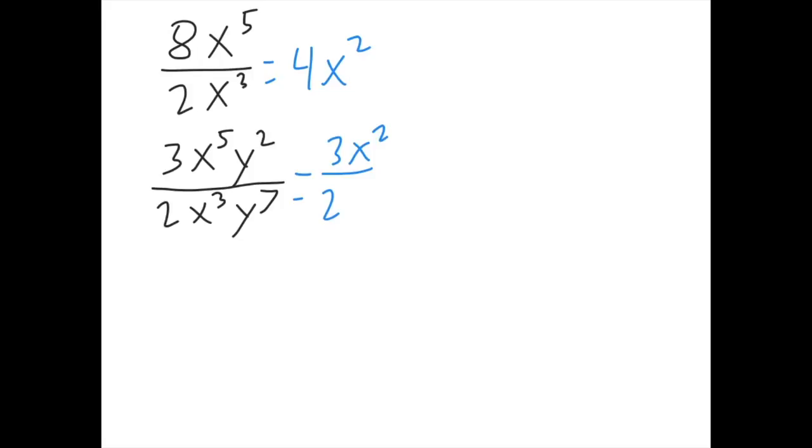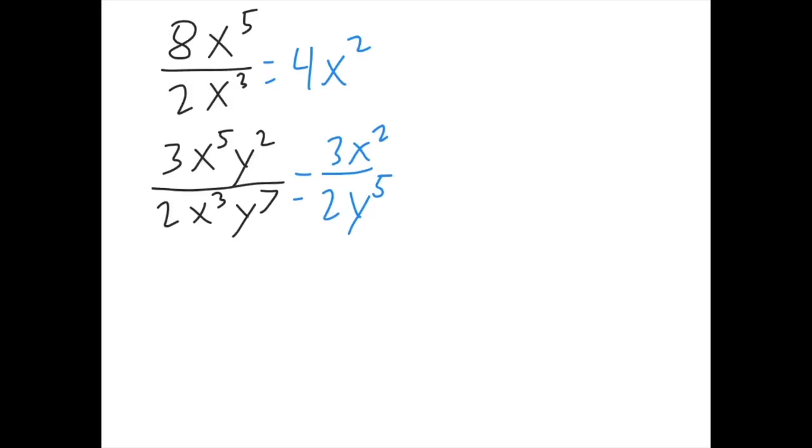Now let's look at the y's. Here we have y squared divided by y to the 7th. So you would have to do 2 minus 7, which is negative 5. Since it's a negative 5, you get rid of the negative and you put it on the bottom. So it becomes y to the 5th.